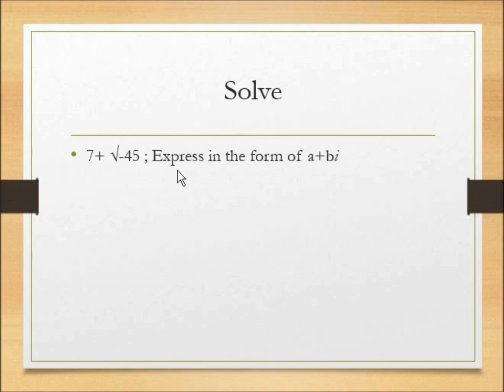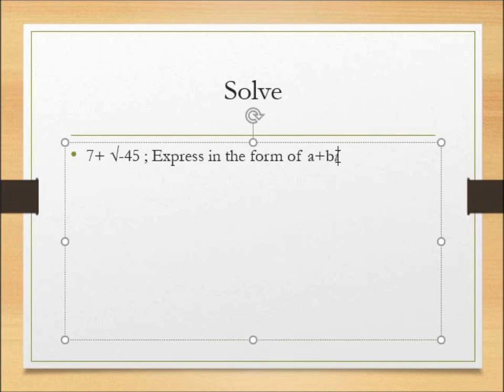What is the first thing that we do? We recognize that this has a real number. 7 is 7. We don't have to do anything about it. We just write it down as it is. So 7 will be 7.